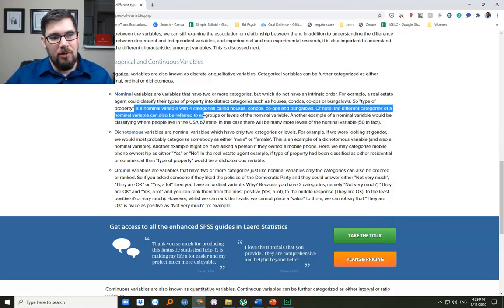Of note, the different categories can also be referred to as groups or levels of the nominal variable. We're going to see this word levels now and then.